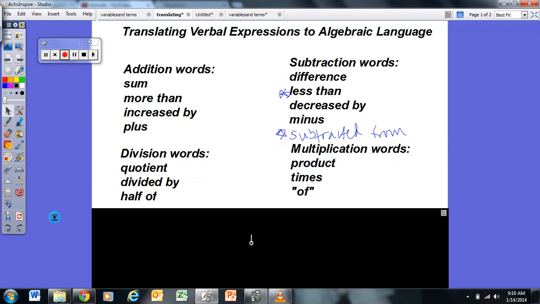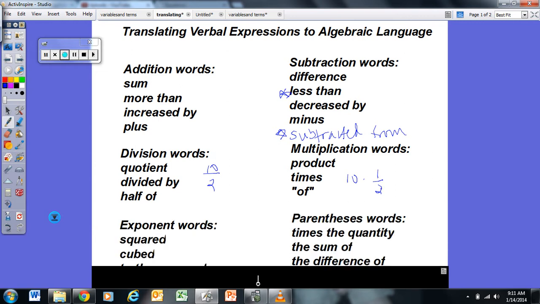Then the division words are quotient, divided by, and half of. Multiplication words are product, times, and of. Now, of shows up in both of these, and the reason is when you take half of something, for instance, 10 divided by 2, that's taking half of it, that's the same as saying 10 times 1/2. So usually when we say of, we mean to multiply, unless you're taking like half of something, and then you could divide. But you get the same exact answer whether you divide or you multiply.